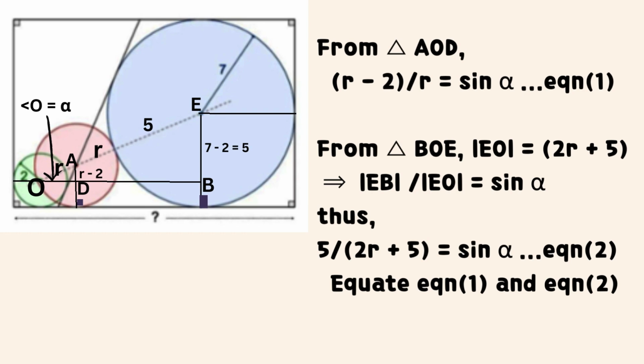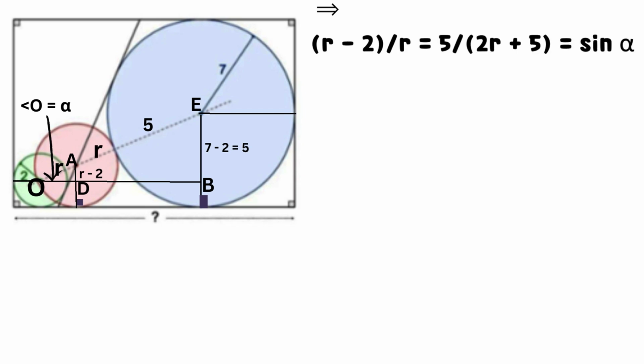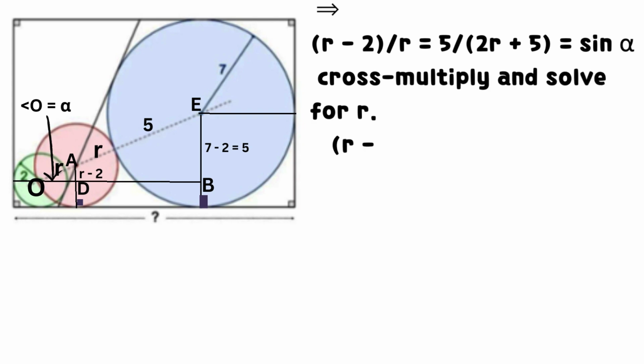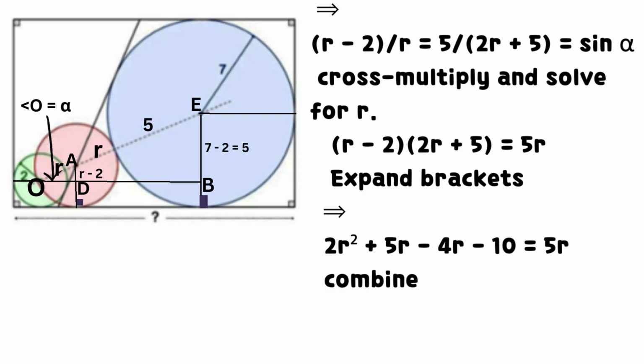Equate equation 1 and equation 2. It signifies that (r minus 2) divided by r equals 5 divided by (2r plus 5), which equals sine alpha. Cross multiply and solve for r. Expand brackets and we have 2r squared plus 5r minus 4r minus 10 equals 5r. Combine like terms and simplify.